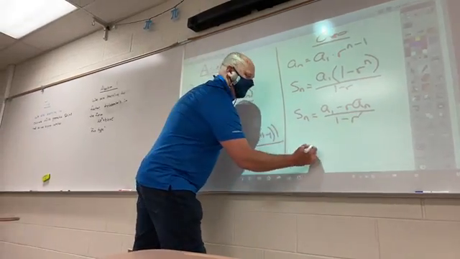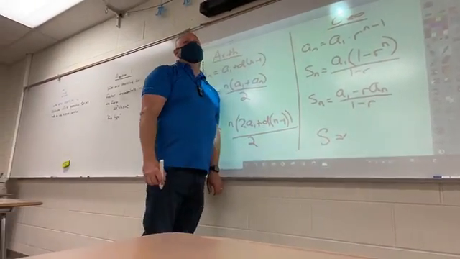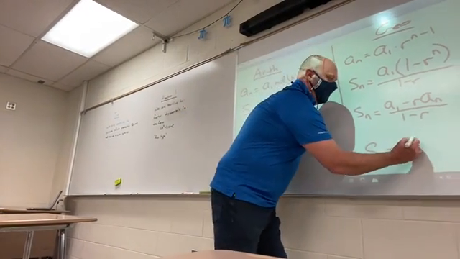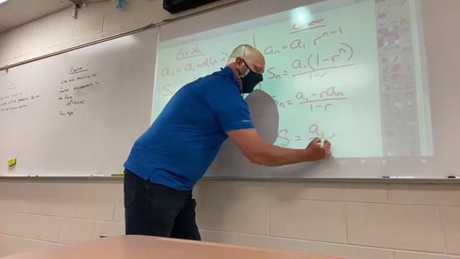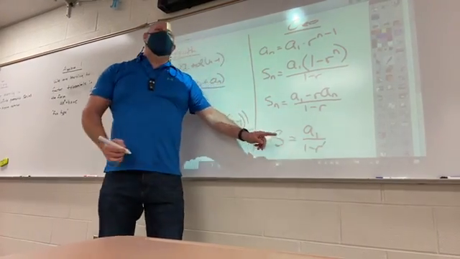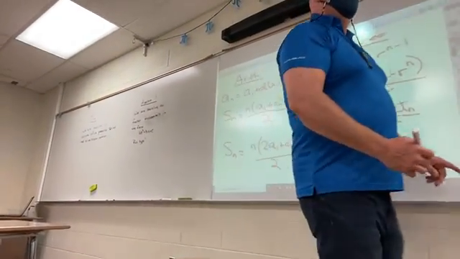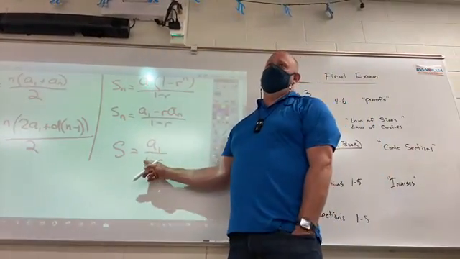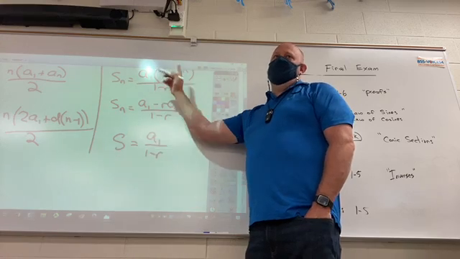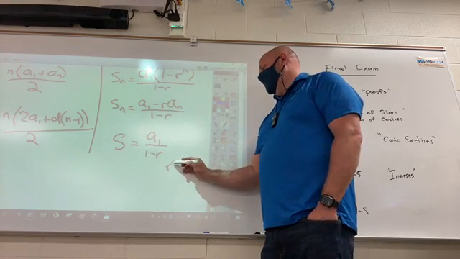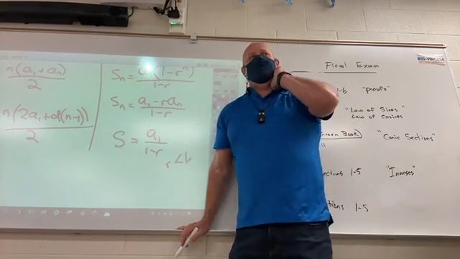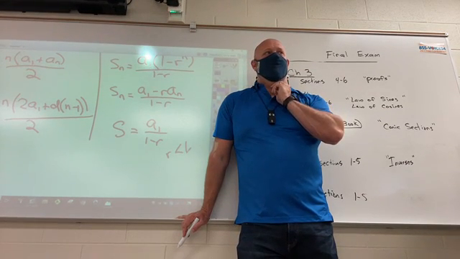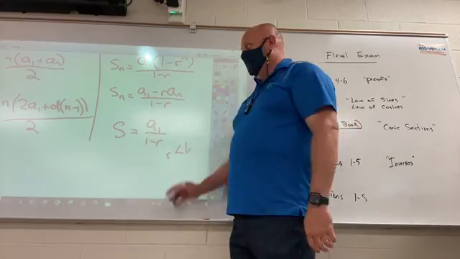And then yesterday we did the new one of just S, which is the infinite one, A1 over 1 minus R. But you can't use this for all infinite series. Only geometric where the absolute value of R is what? Less than 1, right? So it has to be exponential decay. It's not going to work if it's exponential growth.